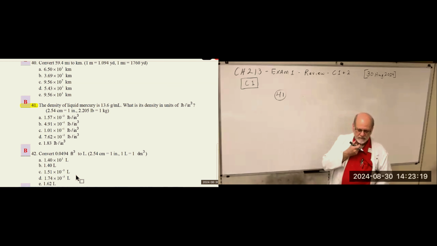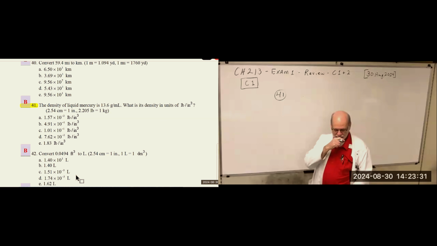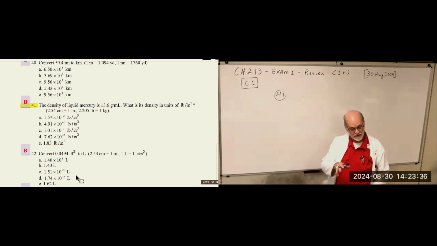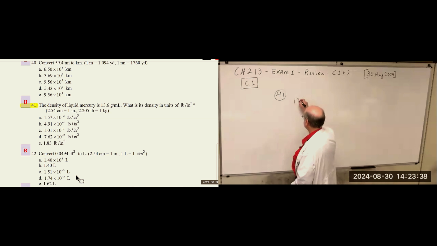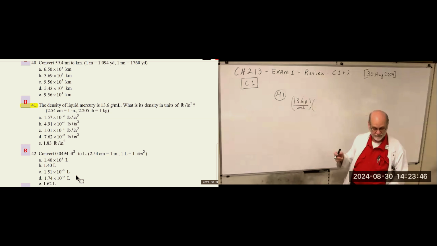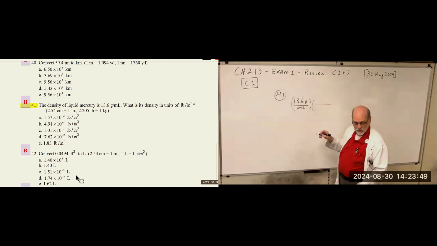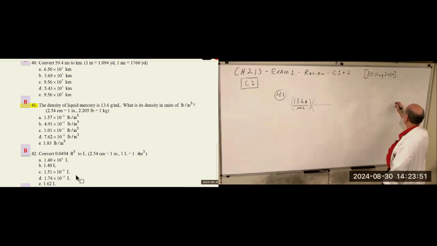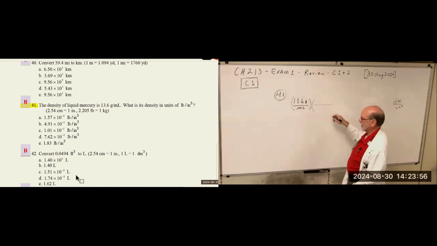The density of liquid mercury is 13.6 grams per milliliter. So that's quite a bit less dense than osmium is. What's the density in units of pounds per cubic inch? So here we go again. We've got grams per milliliter, and we want to convert it. So we're going to do one at a time. I'll do grams first. We're going to pounds per cubic inch. I'll put this out here as a reminder. We're headed for pounds with grams.